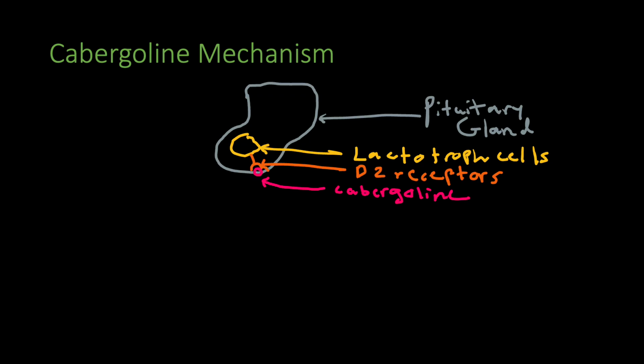Cabergoline is an example of a D2 receptor agonist. It mainly binds to the D2 receptor inside the pituitary gland where the lactotroph cells are located. What happens is it mimics dopamine, and so it can decrease the prolactin secretion, restore normal reproductive function, and shrink the tumors as well, prolactin secreting tumors.